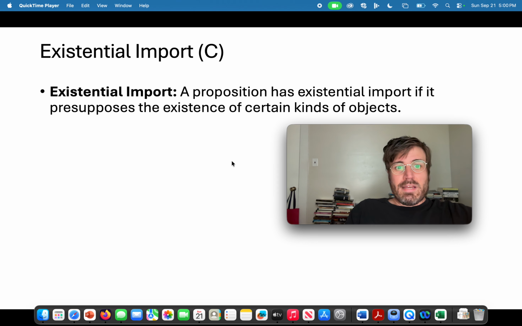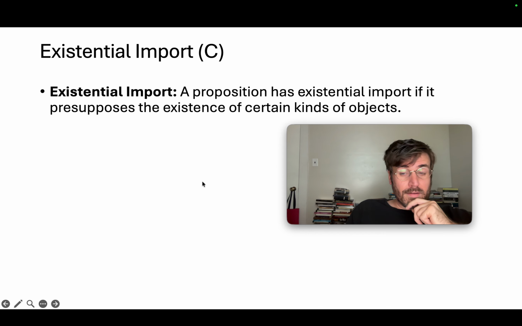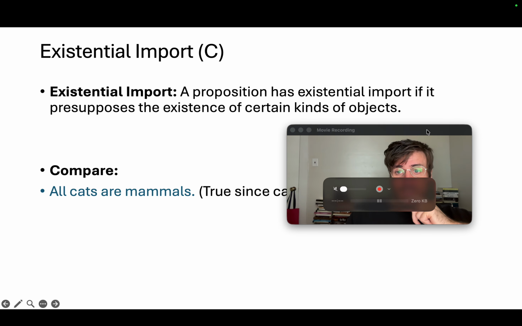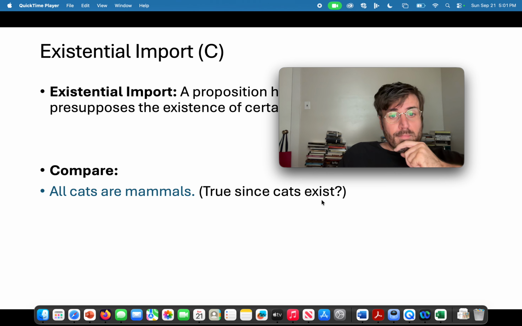So the term existential import refers to a proposition that presupposes the existence of certain kinds of objects. Okay, so to have existential import is to exist, or in a sense, to presuppose the status of its existence. So let's compare two sentences. If we compare "all cats are mammals," this is, as you probably can recognize by now, a universal affirmative proposition, right? This is our A category. And we could say that this is true in a sense because cats really do have existential import.